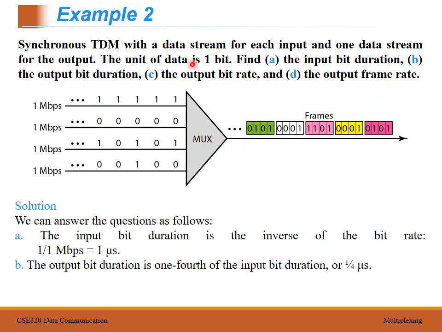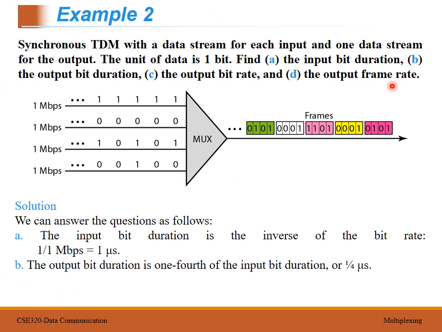To answer all the questions, we have to remember one thing: the duration is the inverse of the rate, and the rate is the inverse of the duration. So for question number 1, the input bit duration will be the inverse of the bit rate. Here the bit rate is 1 Mbps, so the duration will be 1 divided by 1 Mbps, which equals 1 microsecond.